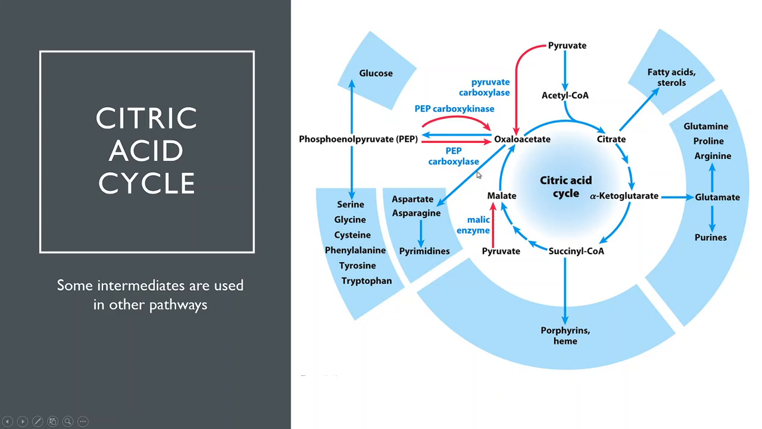Now, the last thing to say about the citric acid cycle is that it's not just about making electron carriers. It's sort of a hub reaction that is used in a lot of other processes. A lot of these intermediates can be diverted into other pathways to make other biological molecules. Citrate, for example, can be used to make fatty acids and sterols. Alpha ketoglutarate can be converted into glutamate, which is one of the 20 amino acids that we use to make proteins, and then glutamate itself can get converted into other amino acids like glutamine, proline, and arginine. Glutamate also can be converted into the purines, which are, of course, going to be used for nucleic acids.